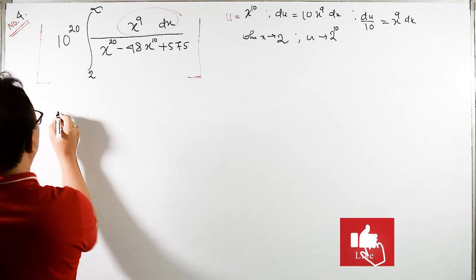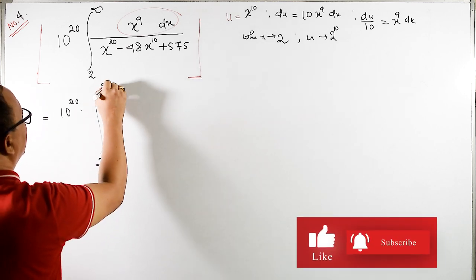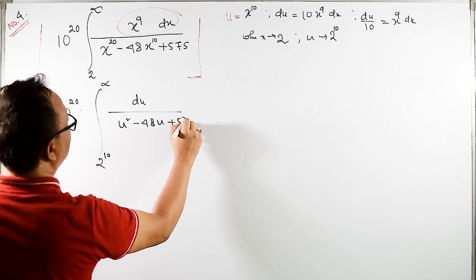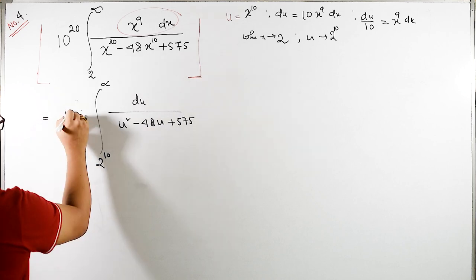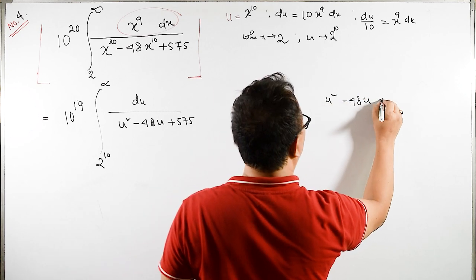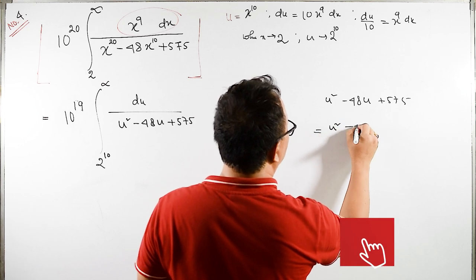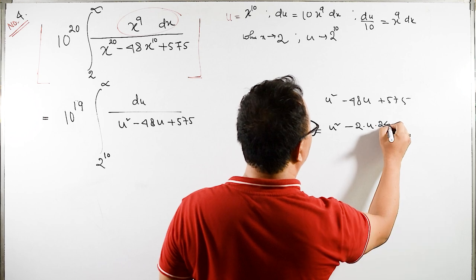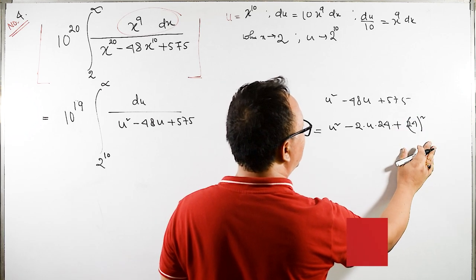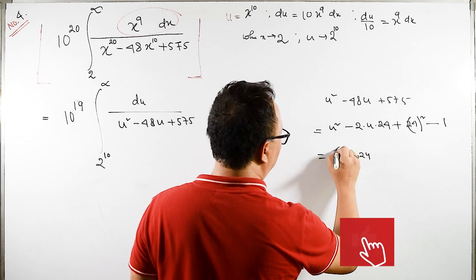It doesn't differ anything. So this is equal to 10 raised to 20 integral from 2 raised to 10 to infinity of du upon u square minus 48 u plus 575, with the 10 upon, so this is 10 raised to 19. Now let's consider u square minus 48 u plus 575. Let's make a perfect square: u square minus twice u times 24, plus 24 whole square. But 24 whole square is 576, and we have 575, so one is extra. So I'm subtracting it. Therefore, this is the same as u minus 24 the whole square minus 1.